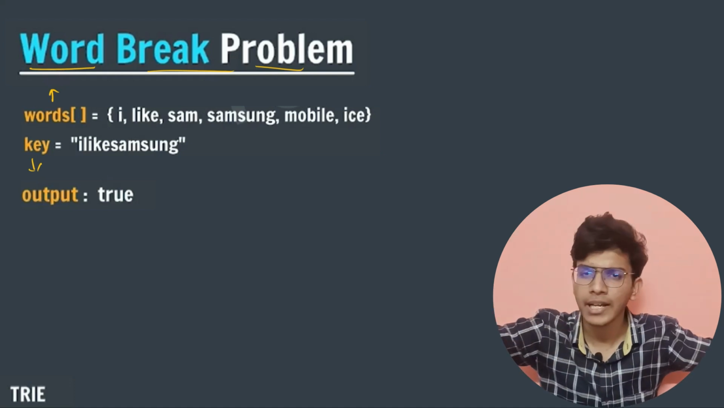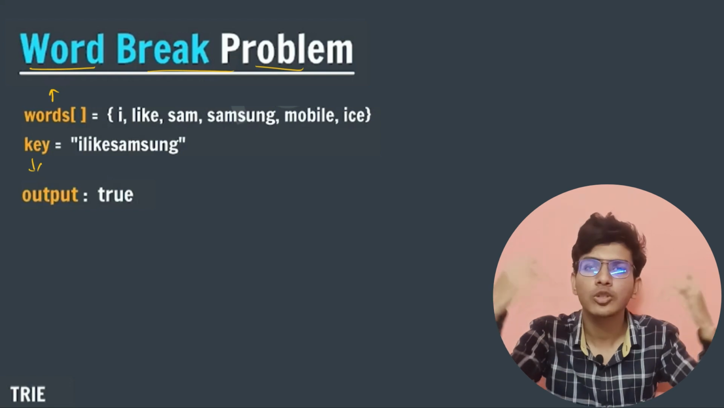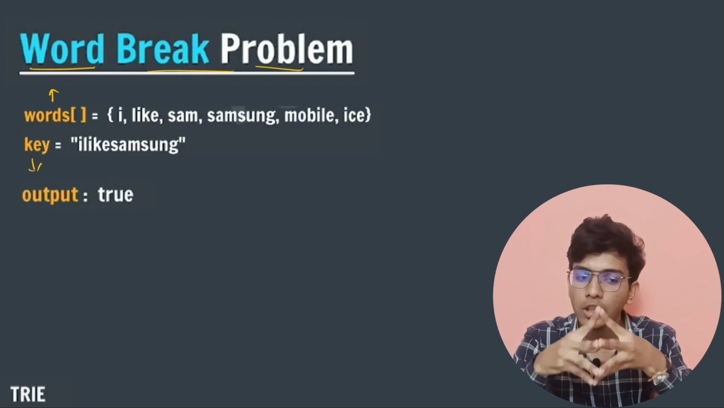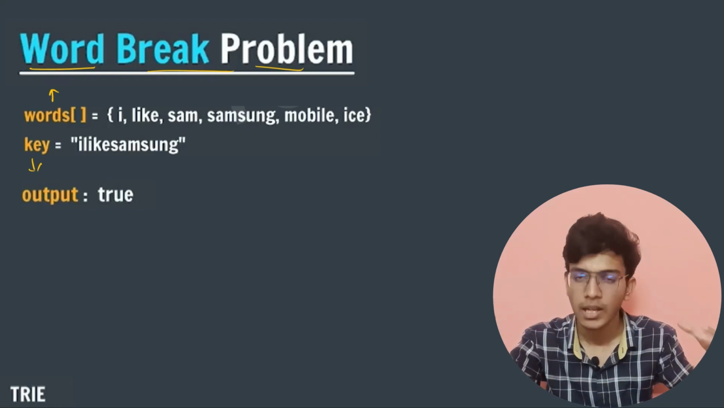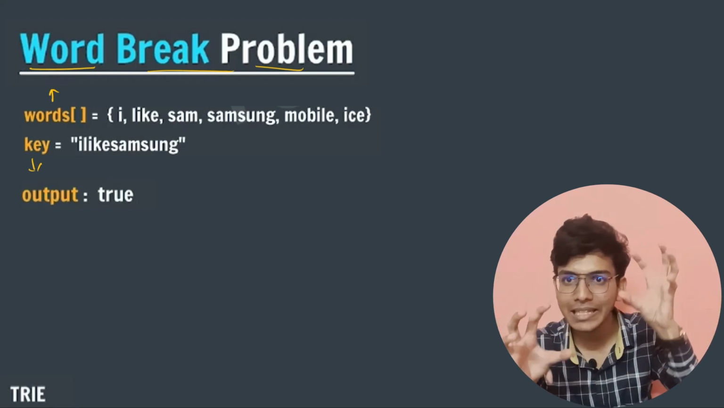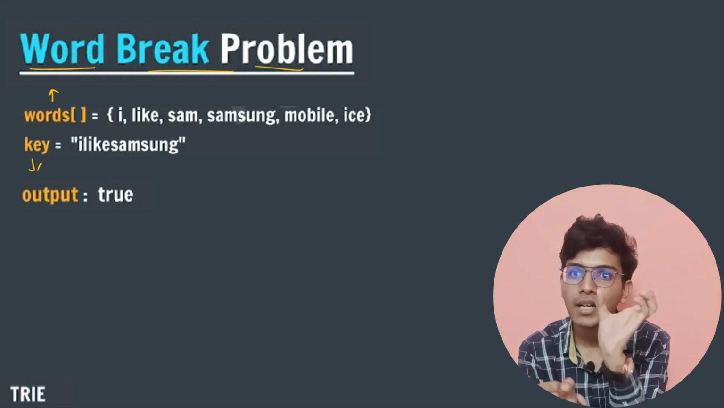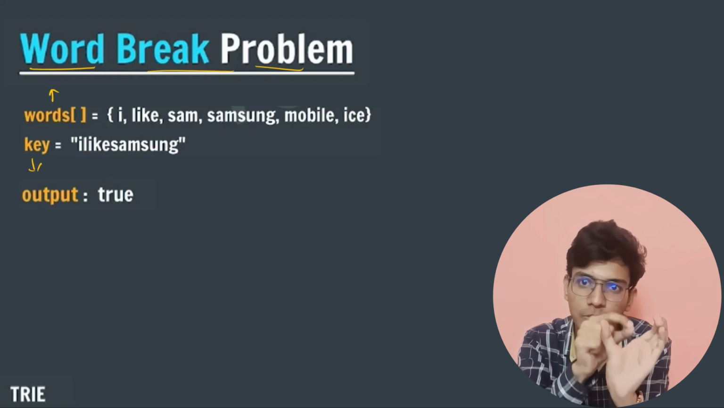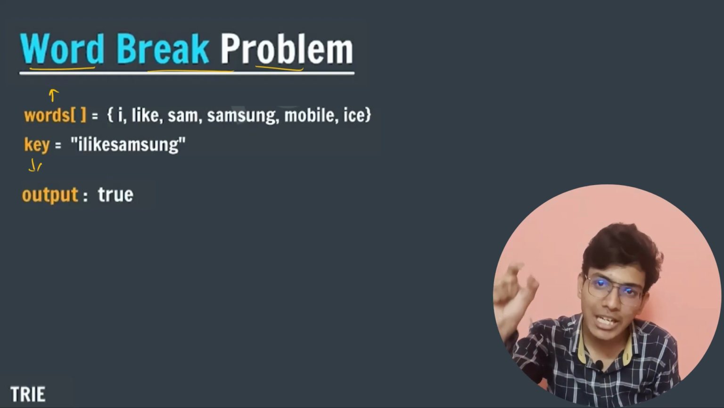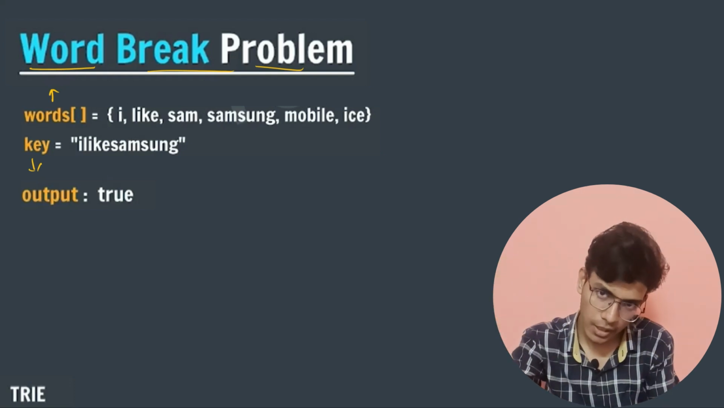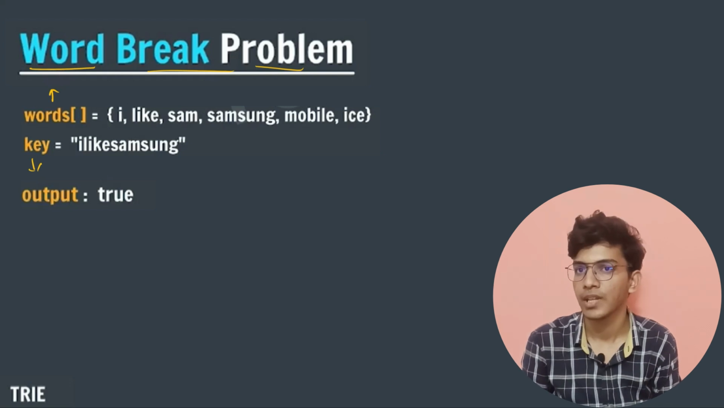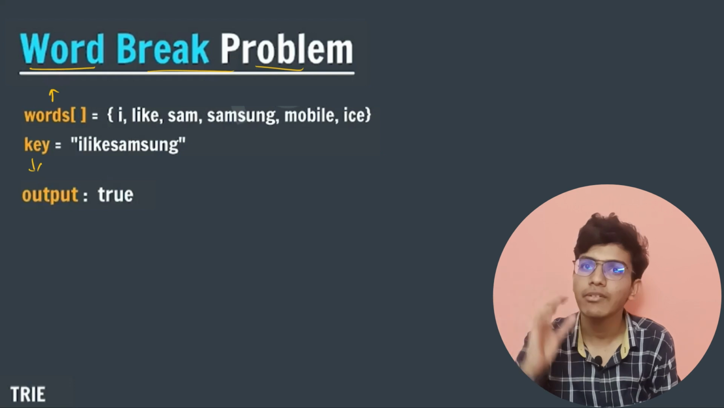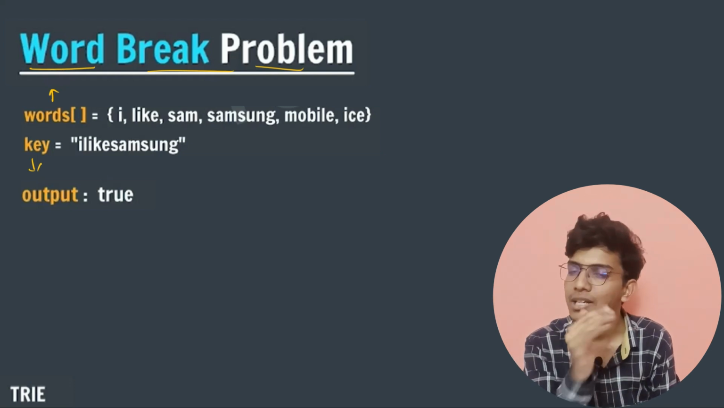This is the basic asking of the question. The user has given me a word array, and in the word array I will store various strings. After that, the user will also give me the key, and I need to break my key into different parts and check whether the words I get after breaking exist in my word array, that is my string array, or not. If after breaking, all the words exist, then I will return true, else immediately I will return false.